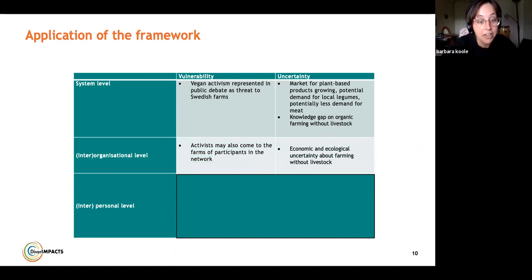Then on an organizational level, a vulnerability, which was also frequently mentioned in the interviews, is that activists may come to the farms of participants in the network. So this is a fear that was present on a business organizational level, and also an economic as well as ecological uncertainty about potentially farming without livestock in the future. So is this actually economically viable? How do you say, can I survive economically with my farm?